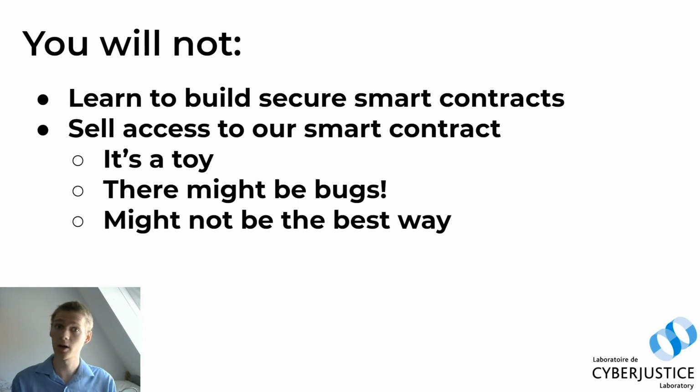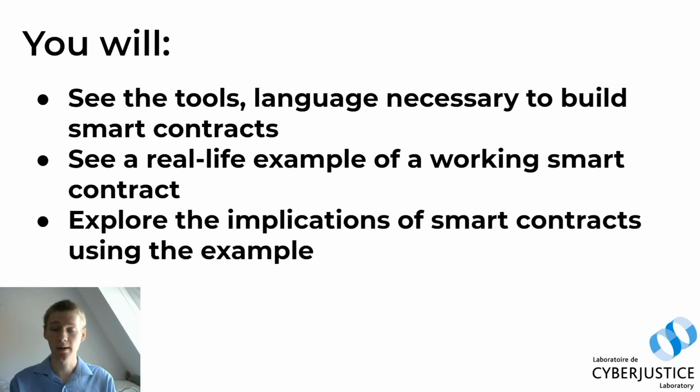There might be bugs in the smart contract, meaning if it was deployed, people could exploit it. And there also might be better ways of doing the things we're going to do with a smart contract. On the other hand, you will see the tools and the programming language necessary to build smart contracts. You will see a real-life example of a working smart contract. Again, this shouldn't be deployed to the blockchain, but if it was, it could handle billions of dollars in money, which is pretty cool. And using this smart contract as an example, we will explore the implications of smart contracts. So let's get started.